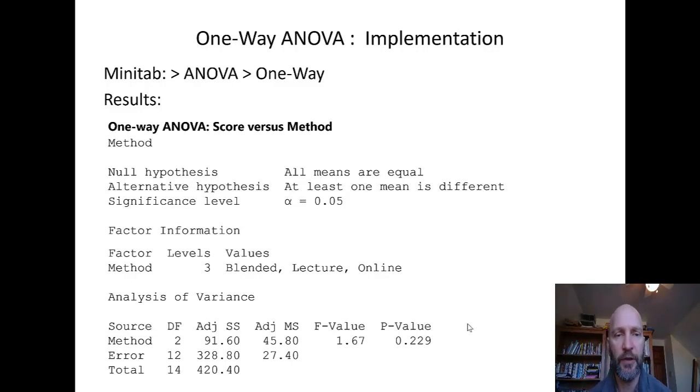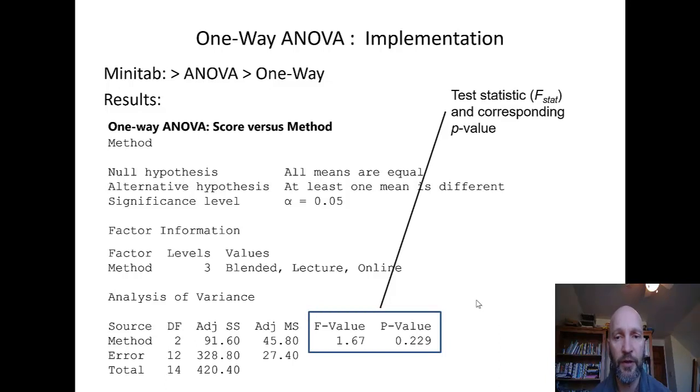So here's part of the output that we get from analysis of variance, and you can see that we have quite a bit of information here. First of all, score versus method, that's what we're testing. We have the null hypothesis, the alternative hypothesis, significance level, and then information about the factor. There are 3 levels: blended, lecture, and online. And then we get an analysis of variance table. There are quite a few numbers in here. I'm not going to focus on any of them yet, except for the F value and the P value. The F value is a new test statistic. We don't know anything about the F distribution yet, but we do know about P values, and we get that given to us here for free.